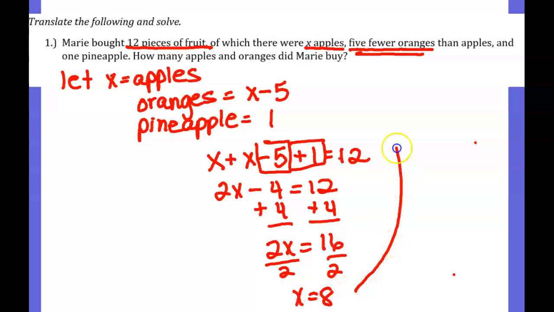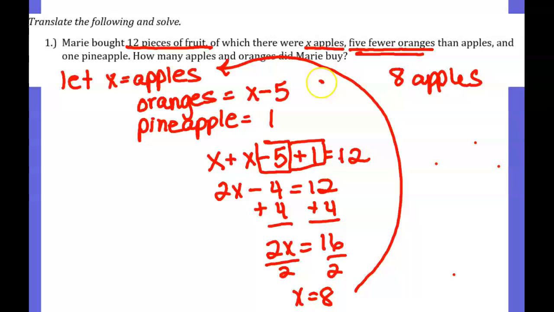Well, what does that mean? It means we have 8. Our x is apples, so we have 8 apples. And our oranges would be 8 minus 5, because x is 8, so 8 minus 5 is 3. So we're going to have 3 oranges. So that would be our answer.